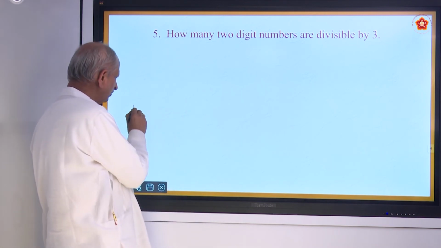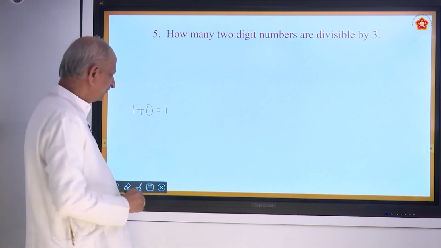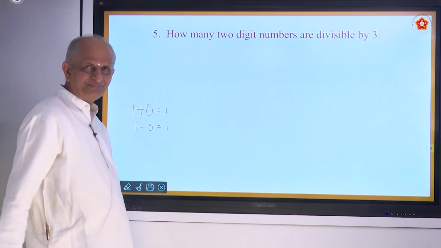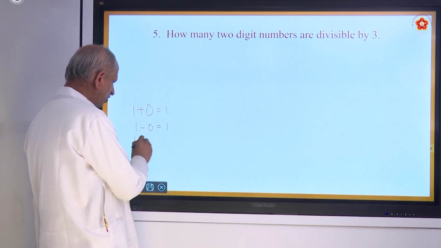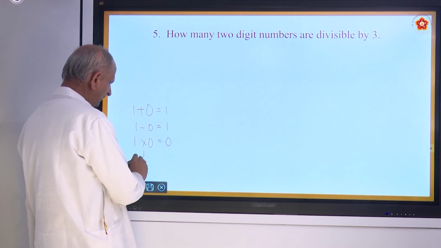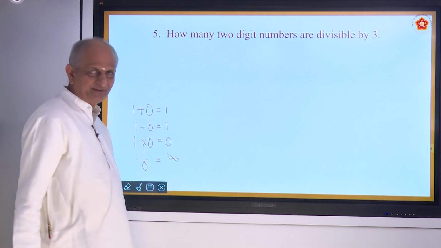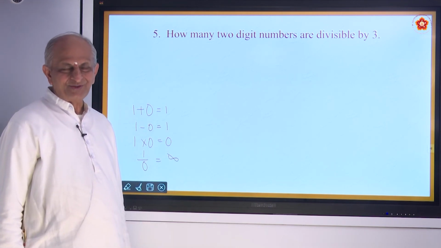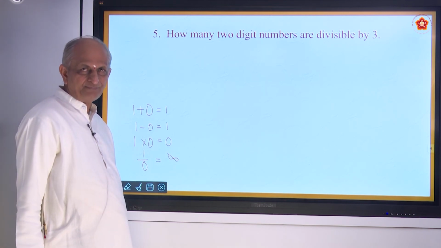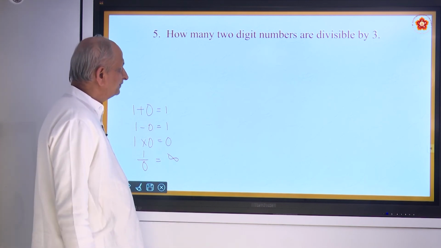See, 1 plus 0 is 1 only. And 1 minus 0 is also 1 only. 1 into 0 is 0. 1 by 0, this is a very great value. We call it infinity. So, 0 was discovered by Brahmagupta, an Indian mathematician, okay, about which we see in the next class.